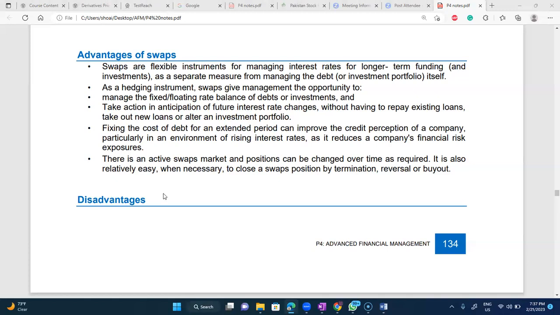Fourth point is, for example, interest rates are going up. So that means KD will also increase. But if you convert the floating loan into a fixed loan, that means you have fixed the interest rate. That means you have decreased the KD. So financial risk will be lower. You can improve the perception or image of the company.